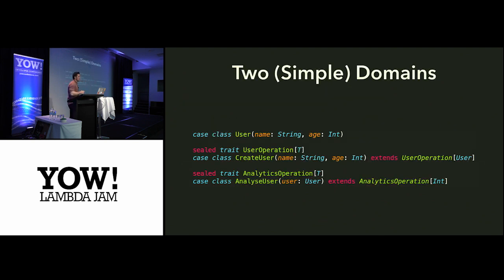Now let's define two simple domains. Let's say we have users, and we'll say we have some analytics that we want to do on those users. I've made this just very simple, but expressive enough that it's showing you that there are ways to do this with more than one domain. So with our user operations, we can create users. With our analytics, we can analyze users.